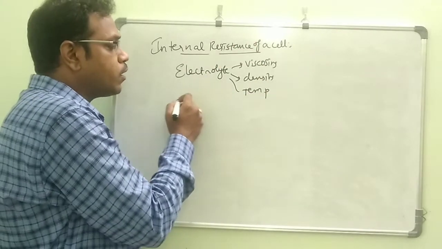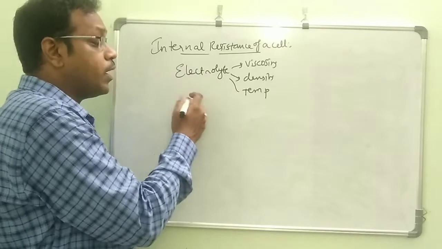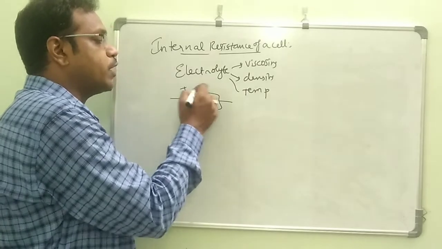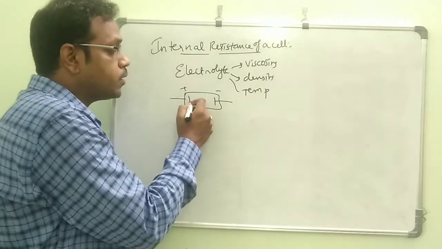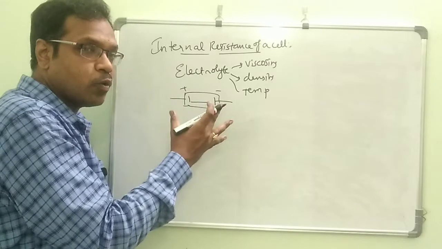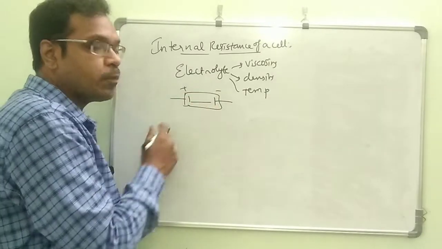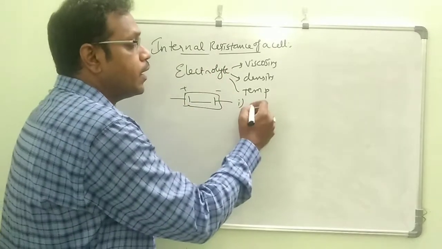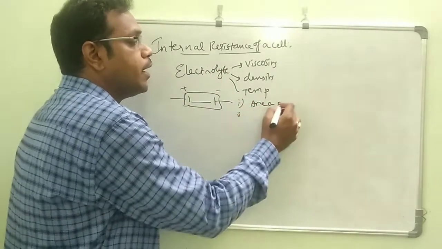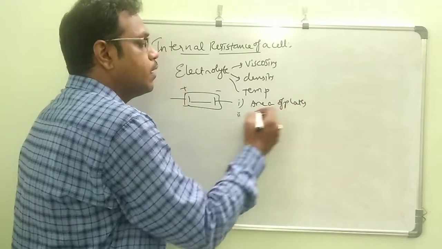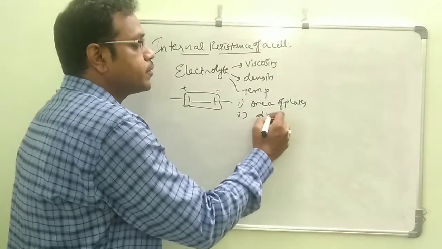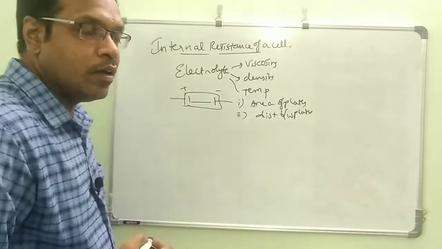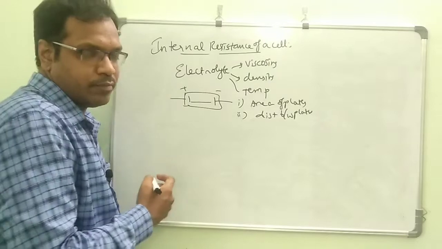These three factors determine the internal resistance of a cell because of the electrolyte conditions. And the electrolyte contains electrodes, like a positive electrode and a negative electrode. The distance between the two electrodes and the area of the plates are one more factor that will affect the internal resistance. We'll go into detail on this.